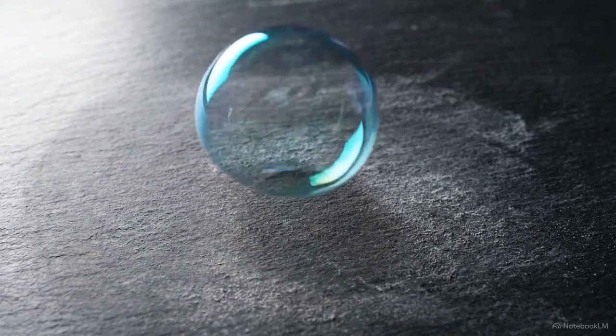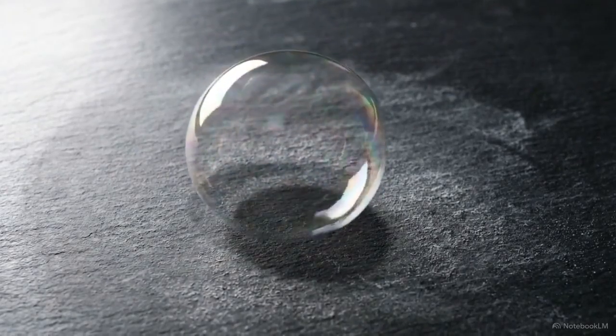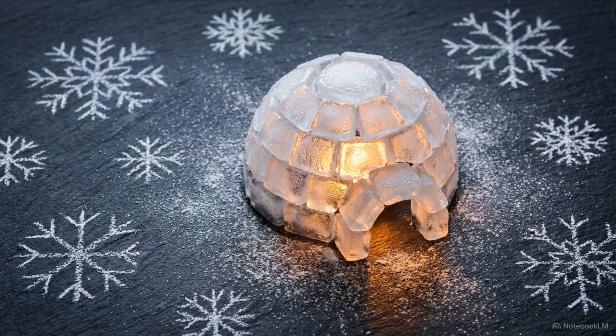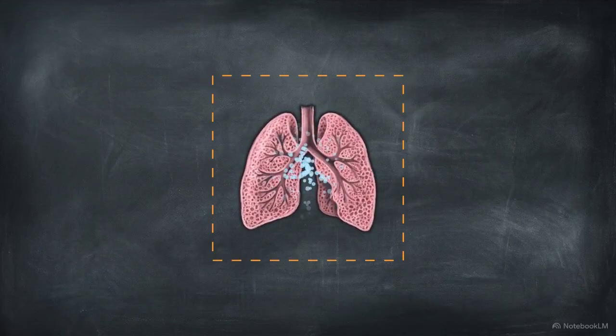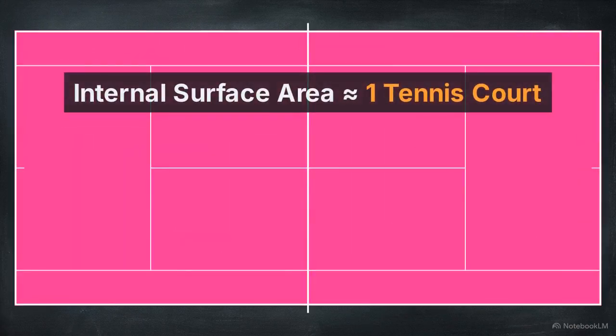For any given volume, the sphere has the smallest possible surface area. Nature uses this to minimize exposure to the environment. It is why soap bubbles are round and why igloos are shaped to trap heat. In contrast, biological structures like the human lung use highly folded surfaces to do the opposite. Lungs maximize surface area within a small volume to ensure the body can absorb as much oxygen as possible.